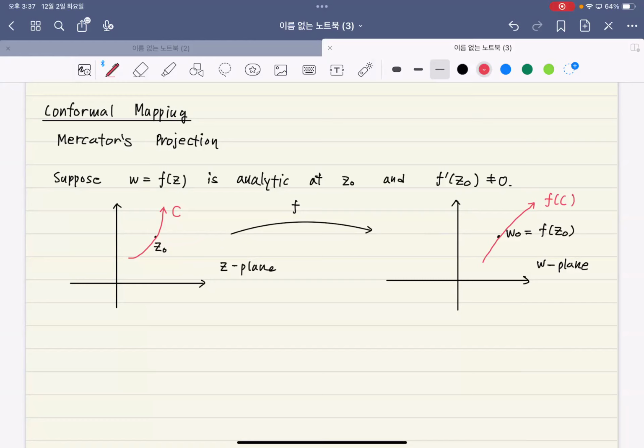And I want to talk about the angle. At this point, this is a tangent line, and I want to consider the angle of this vector measured from the positive x-axis, which will be called theta 0. All right, in order to do that, first I will need to introduce a parametrization of my curve C.